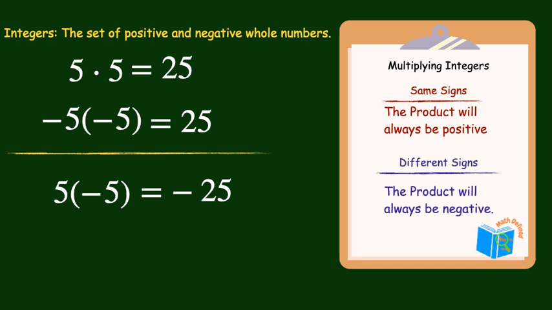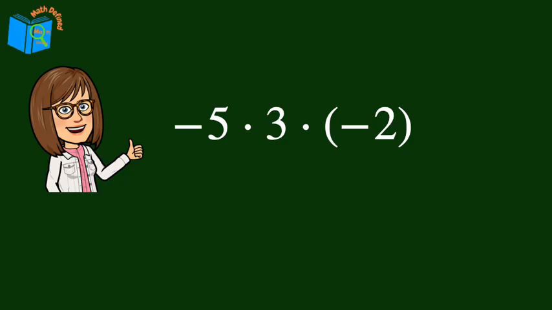All right, let's flip things around. What if the negative number comes first? Let's look at negative 5 times positive 5. The rule is the same. Even if the negative number is first, a negative times a positive still gives us a negative result.